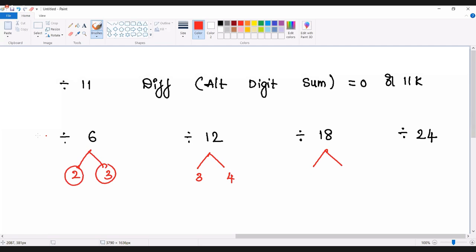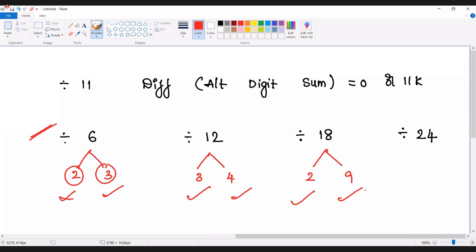So what is the divisibility of 6? A number is said to be divisible by 6 if and only if it is divisible by 2 as well as 3. Divisible by 12 means it must be divisible by 3 as well as 4. Divisibility by 18 means it must be divisible by 2 as well as 9. So you can write it as a product of two numbers. The two numbers should not have any common factor other than 1. If it is 6, I can write it as 2 into 3. 2 and 3 never go in a single table.